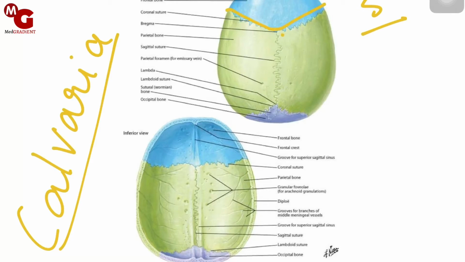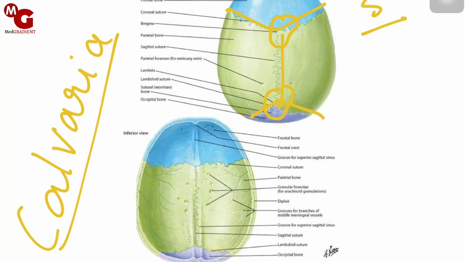Now this is the coronal suture. We spoke about sagittal suture. Then we spoke about the lambdoid sutures. Now, except these sutures, we've got one point over here, it's called bregma. The other point over here is called lambda. And except these, there is nothing much important.